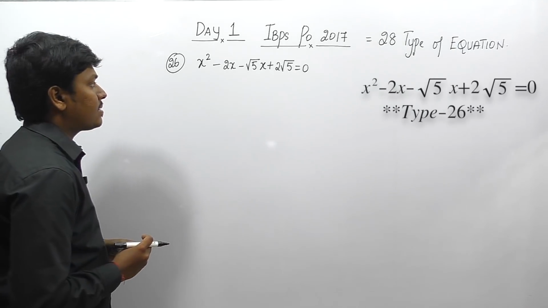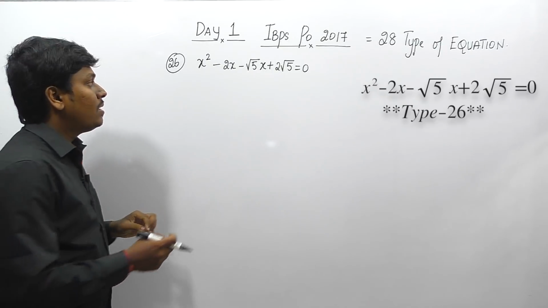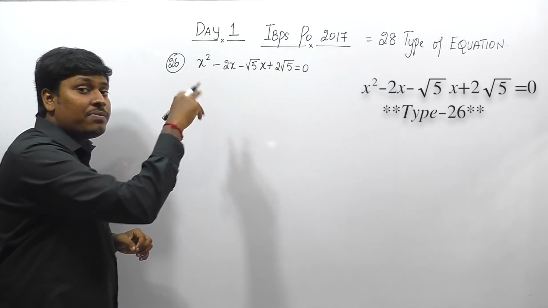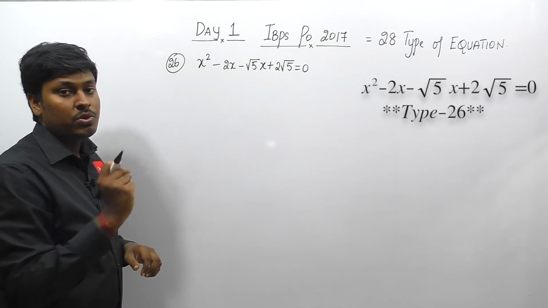Type number 26. I think this type is similar to type number 2, because in type number 2, some values in terms of root of 15 we have converted into root 5 and root 3. That is what we have done in type number 2 equation.